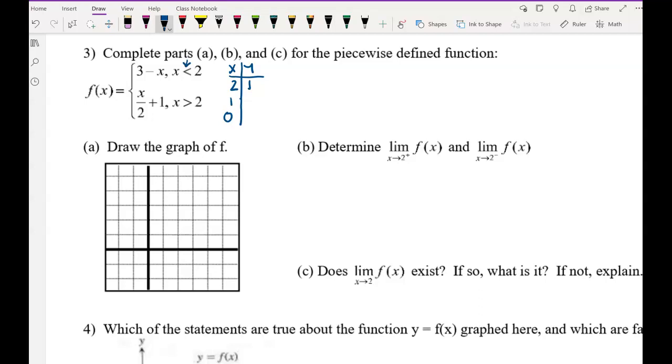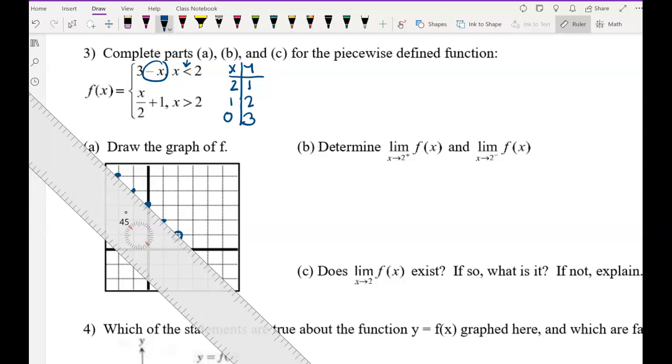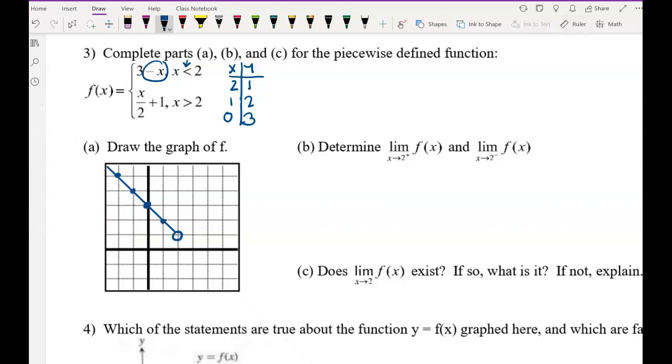3 minus 2 is 1, open circle. 3 minus 1 is 2. 3 minus 0 is going to be 3. So 2 up 1, open circle. 1 up 2, 0, 3, and keep on going. Remember, this has a slope of -1, so I can technically keep on going and use your straight edge. Let's connect those. And then we do the same thing for the second piece.